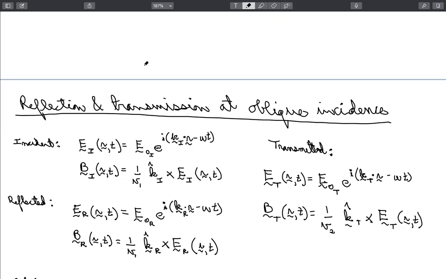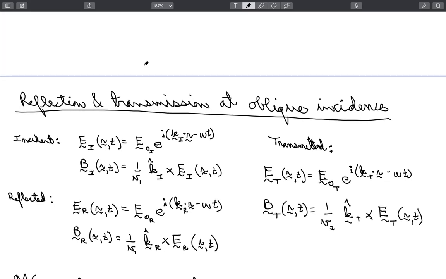Okay, we're now going to look at the more complicated case of reflection and transmission for plane waves that arrive on the surface at an oblique angle. So how are we going to do this? Well, again, we're just going to solve Maxwell's equations expressed in the form of the boundary conditions between the two interfaces.